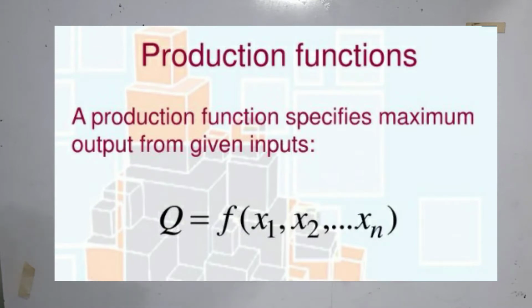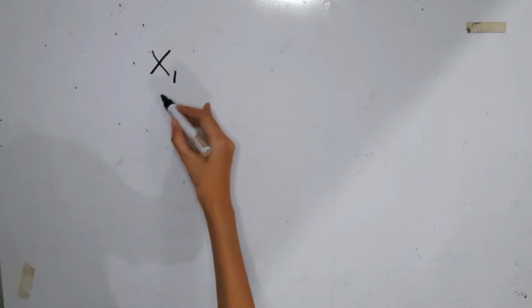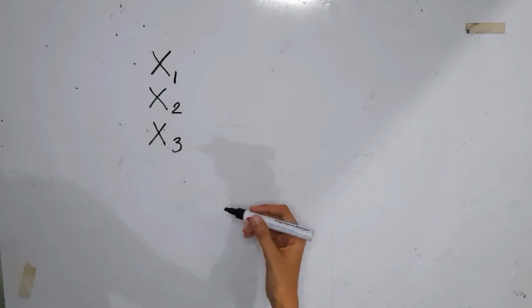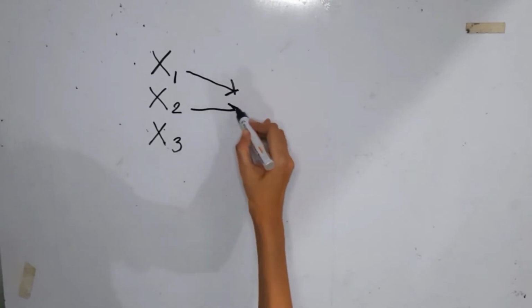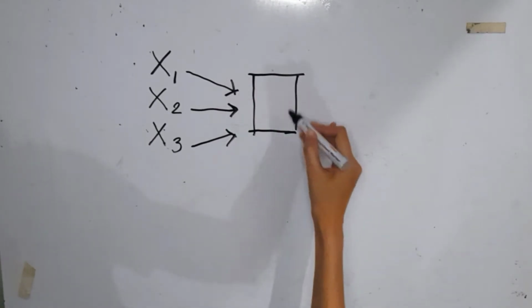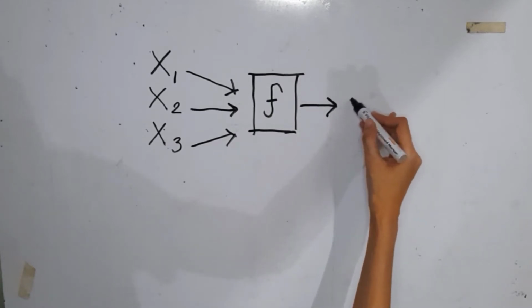So what is a production function? It is described as the descriptive relation that links input with output. You can have all these various inputs. Let's say we have input 1, input 2, input 3, and all these inputs will go into a process. This is the function which would result in an output.